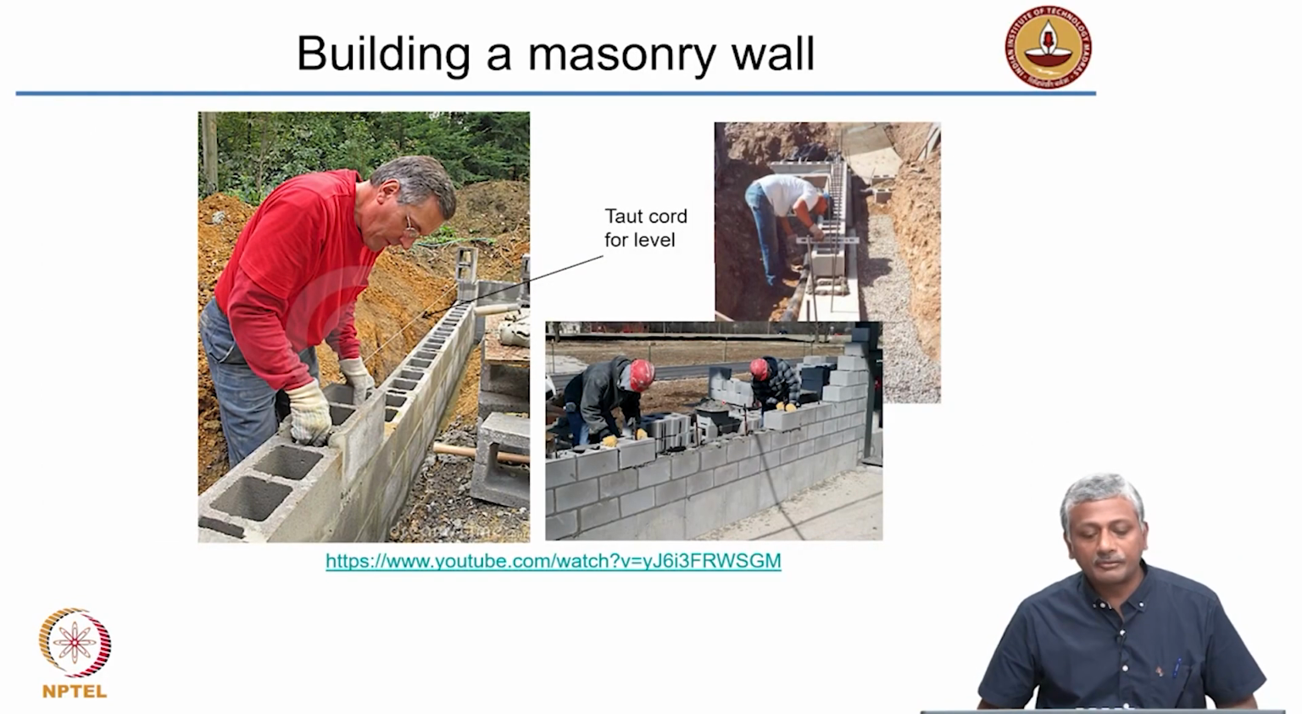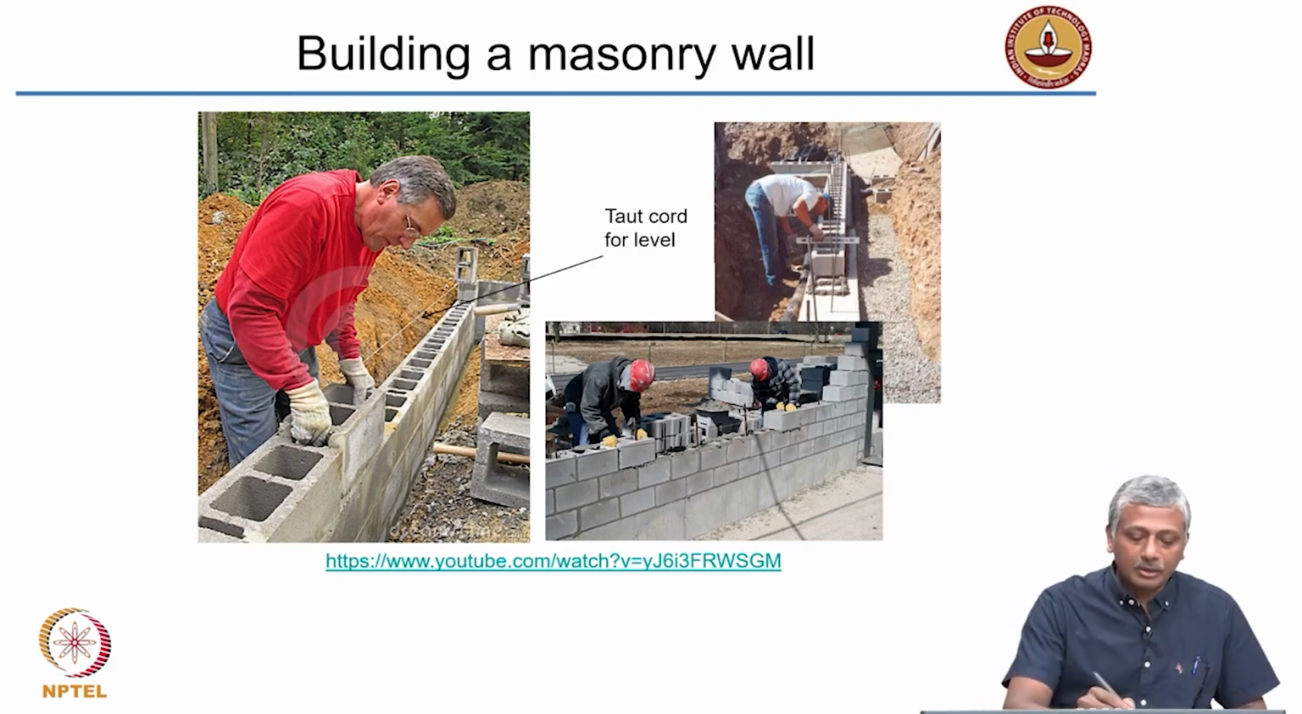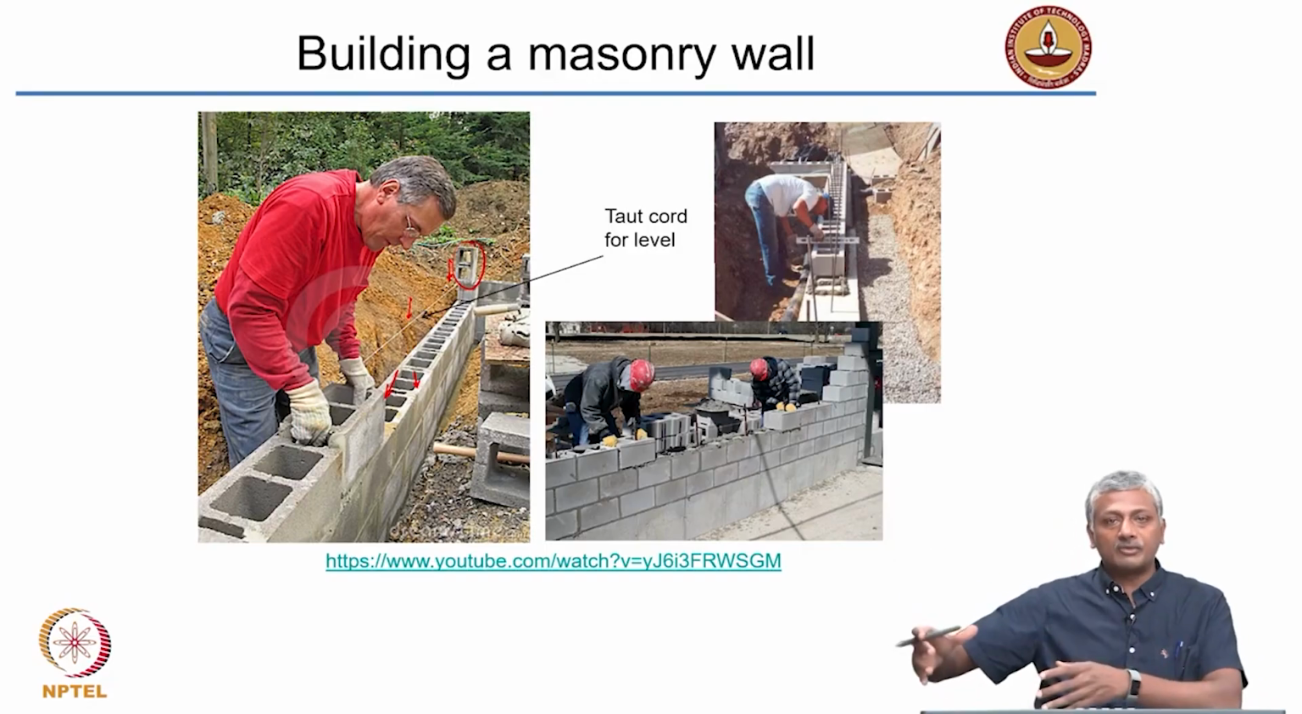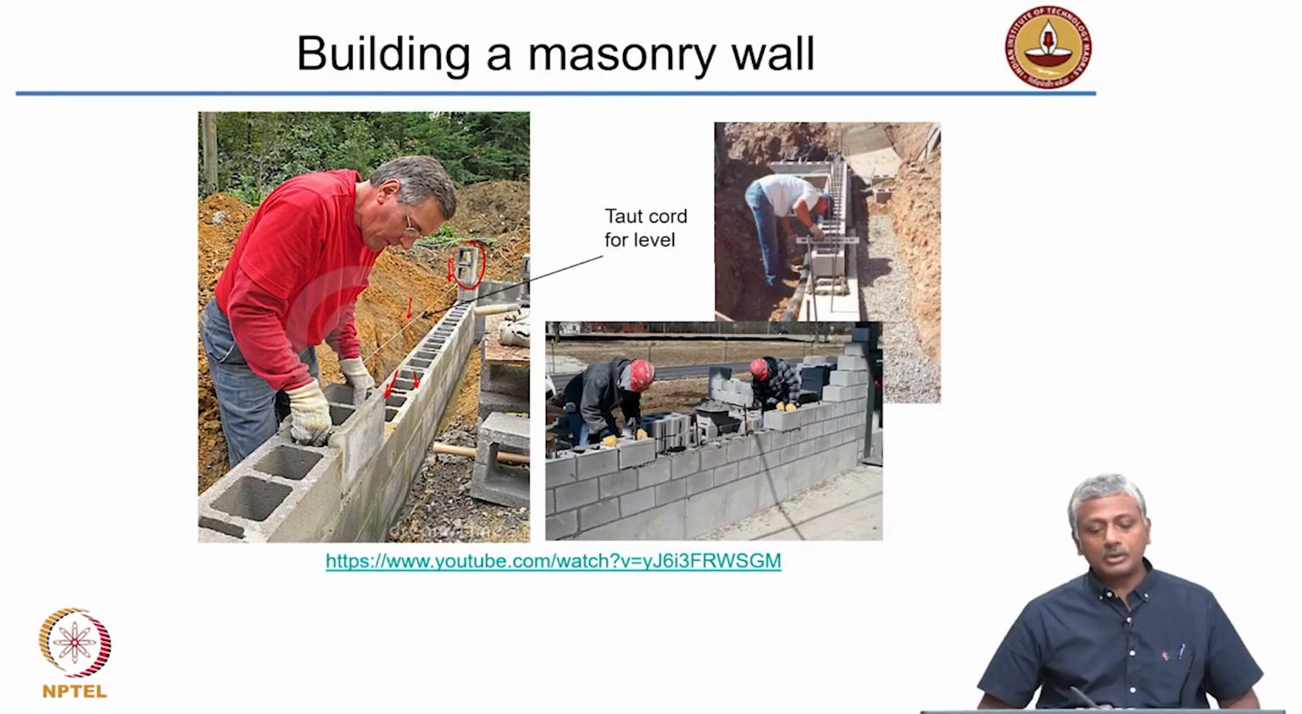Again, just an example of the use of the taut cord. So, you see here concrete block construction is being done, right, and the blocks are being laid, and this cord here is held in position by a very simple arrangement of using just a block as a weight. Okay, you have a taut cord that forms the level of the horizontal masonry units.